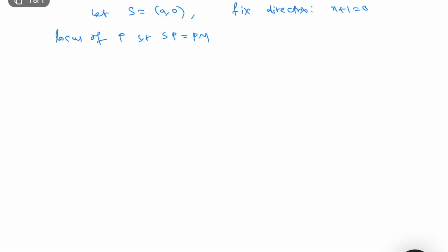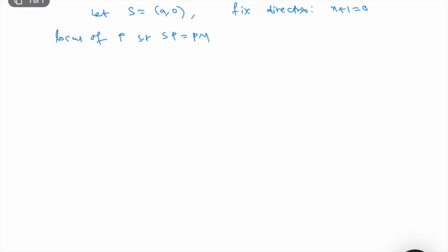Let me take the focus to be a point on the x-axis, (a, 0), and let me fix the directrix to be x plus 1 equal to 0, which is a vertical line. Now for this focus and directrix, the locus of point P such that SP equal to PM should be a parabola as long as this focus is not sitting on the directrix.